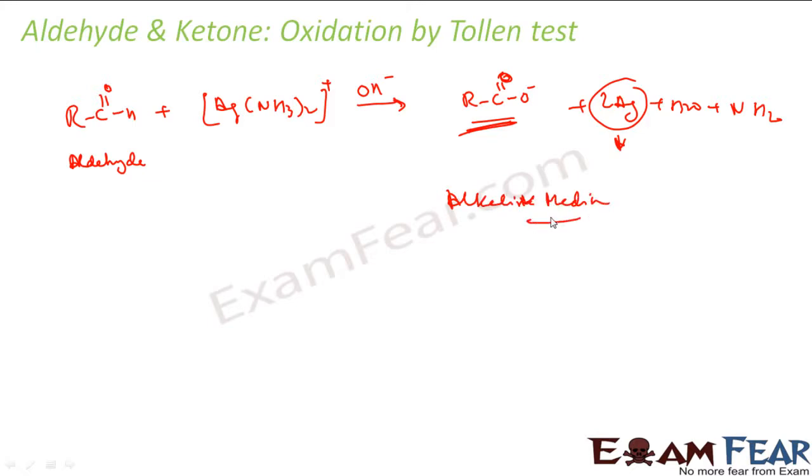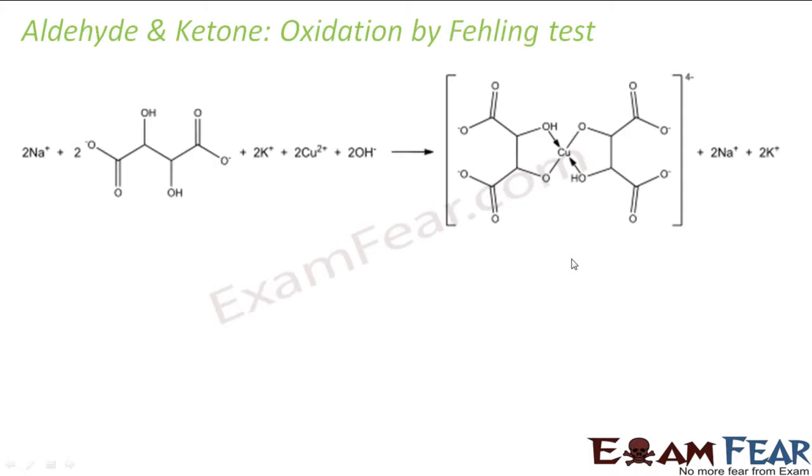So if we have to differentiate between aldehyde and ketone, very simple, just go for Tollens test. If you get the silver lining on the test tube, it is aldehyde. If there is no reaction, it is ketone. Now we'll discuss Fehling's test. This test is also used to differentiate aldehyde and ketone.